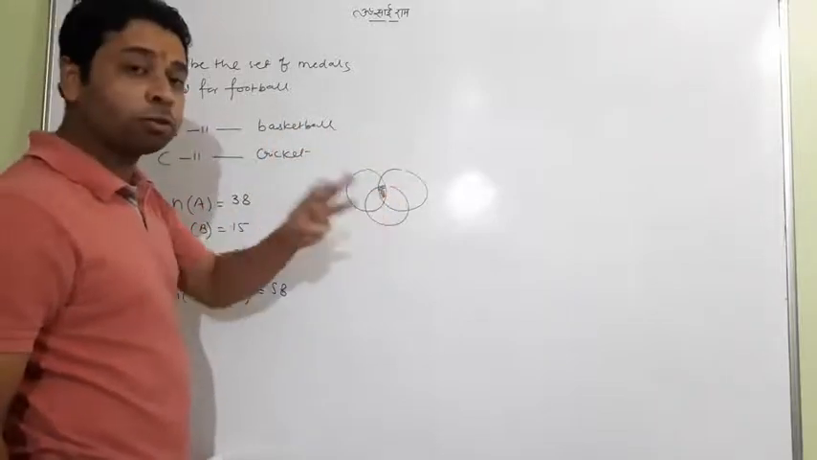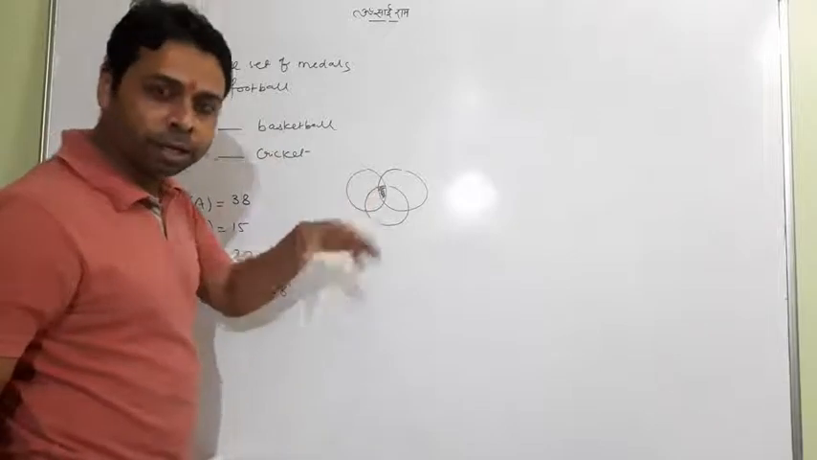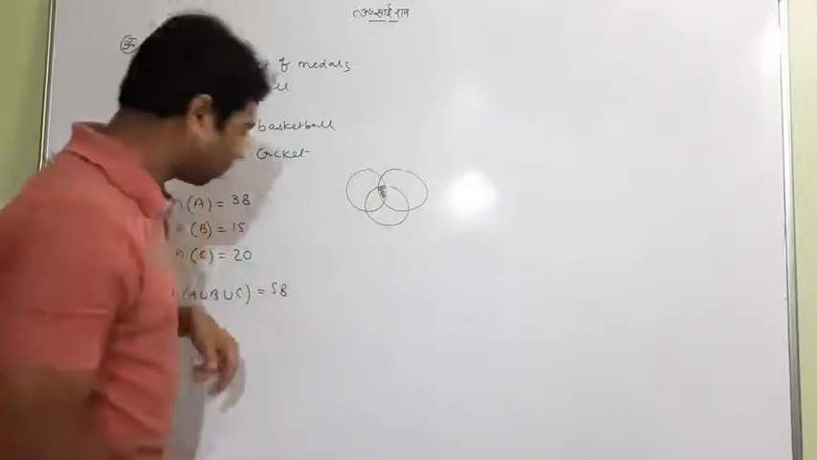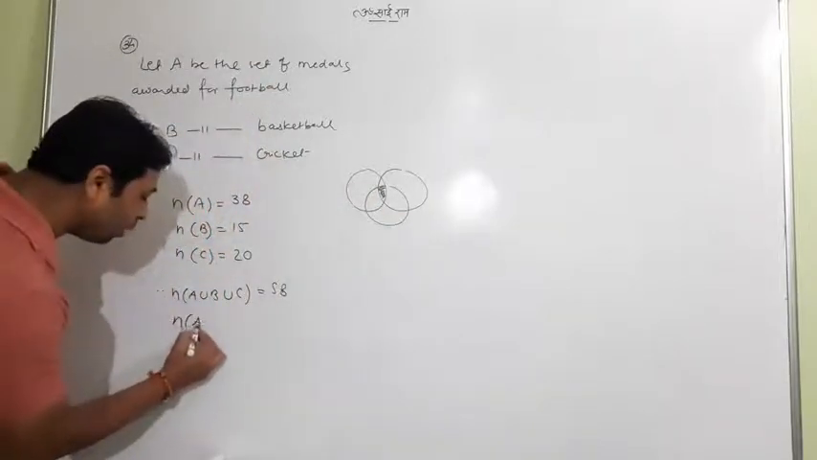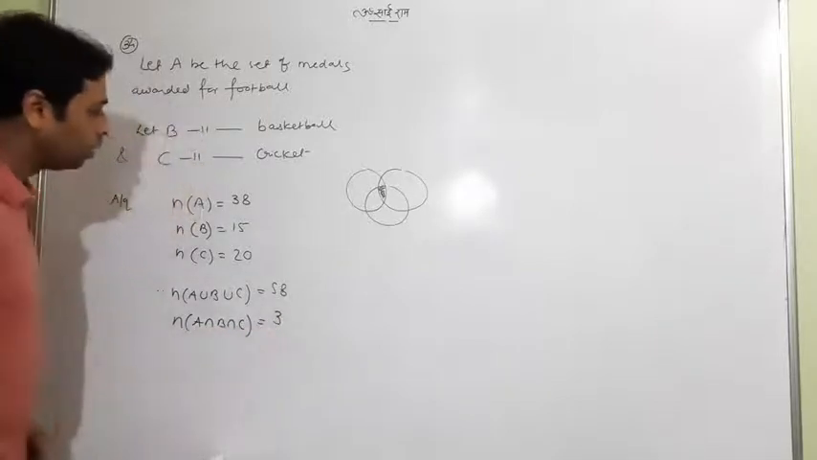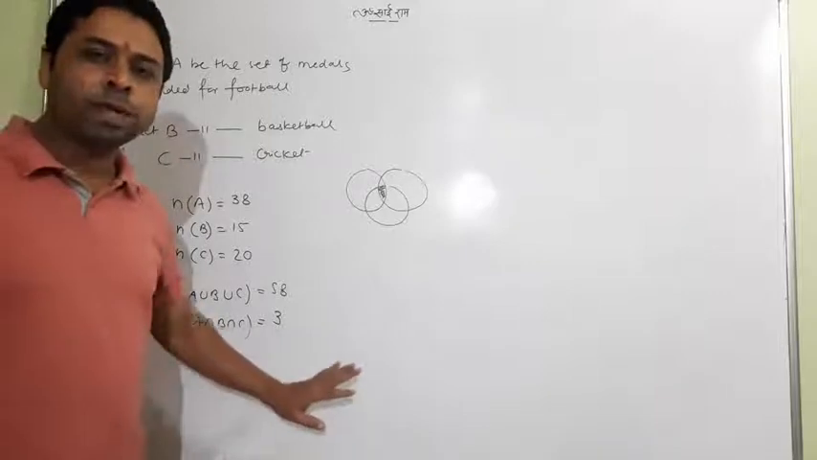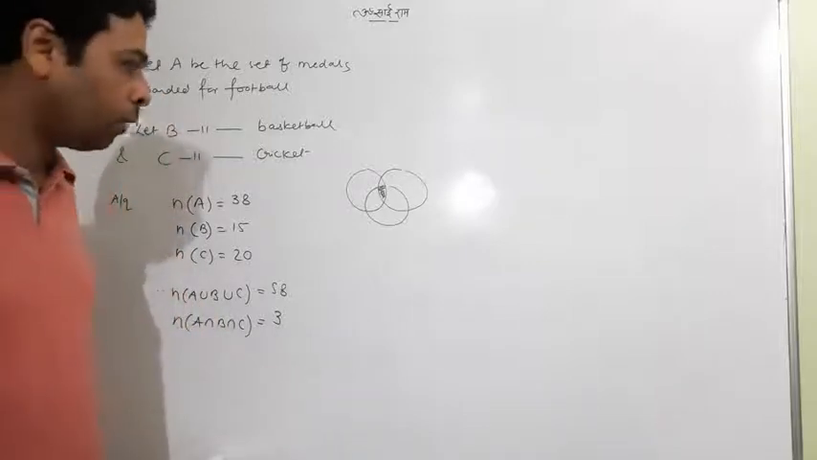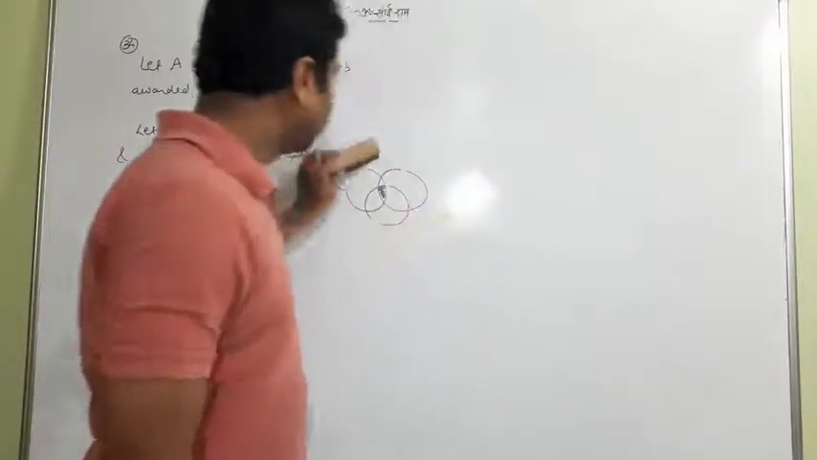Meaning this particular 3 men who are in common and getting the medals in all the 3 sports. What is that region called? A intersection B intersection C, which is 3. So all the given data we have shown here.